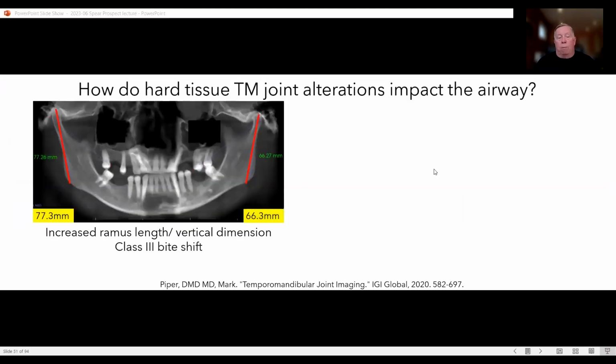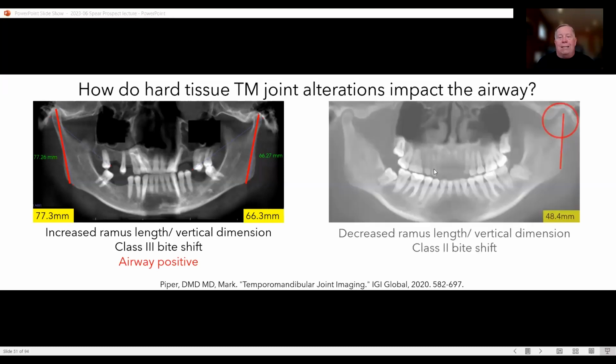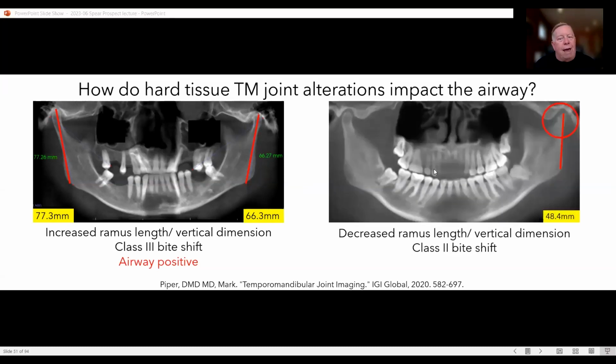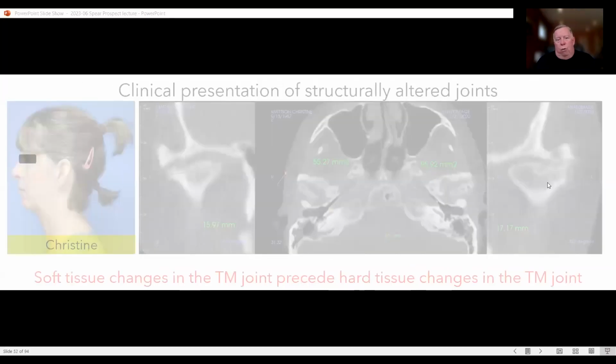Same thing with bone. If we have an increased ramus length, like we see on the ramus on the right at 77, that's a class 3 bite shift, and that tends to be airway positive. We're more likely to have the class 2 bite shift. 48.4, again, huge ramus length discrepancies. This is on the McKenzie, the 10-year-old and the 16-year-old we just looked at. You can see that short ramus length didn't grow. And when that happens, we start to lose airway space.